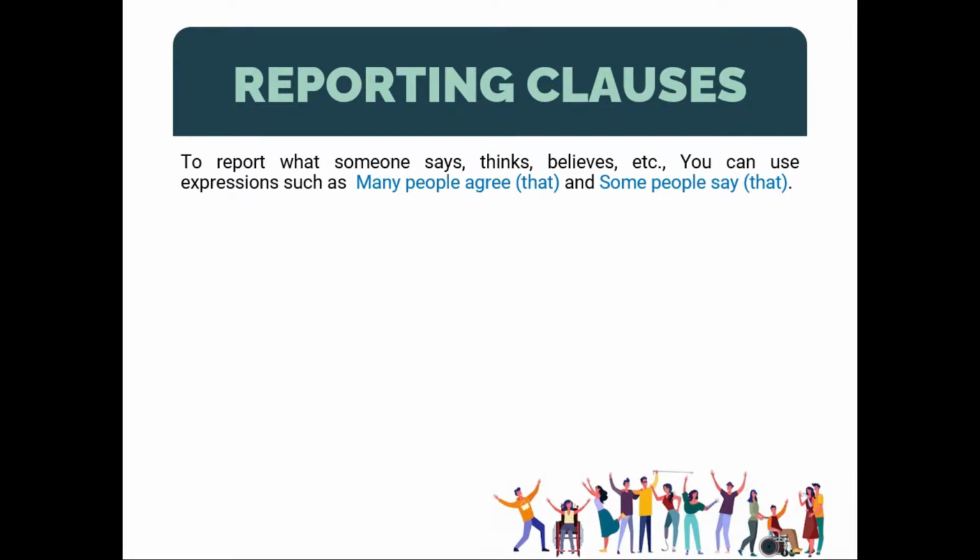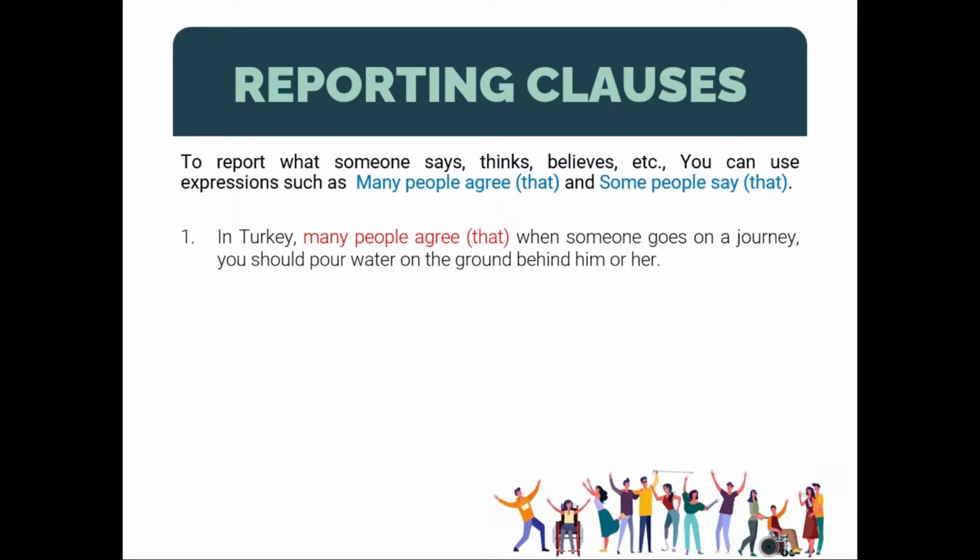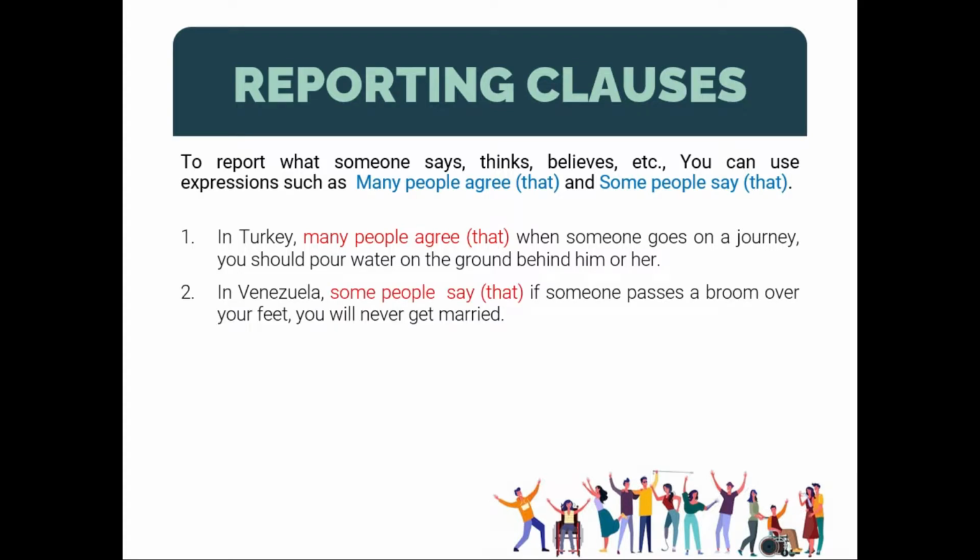For example, number 1. In Turkey, many people agree that when someone goes on a journey, you should pour water on the ground behind him or her. Number 2. In Venezuela, some people say that if someone passes a broom over your feet, you will never get married. Keep in mind that the previous reporting verbs like agree and say in phrases like many people agree and some people say can be replaced by one of the verbs in the following list.